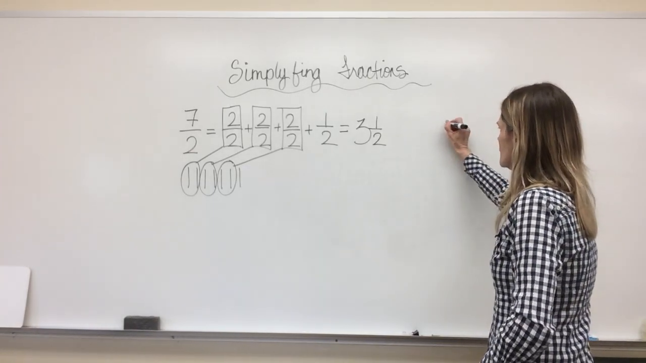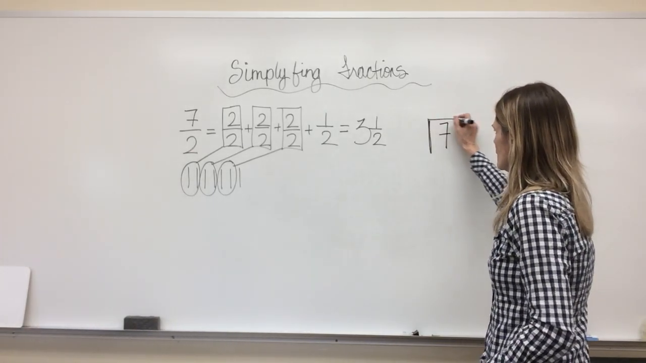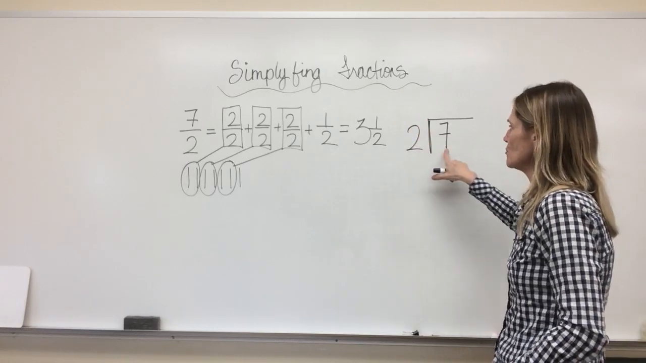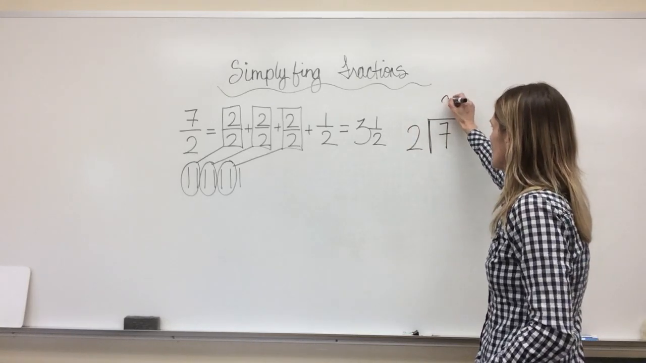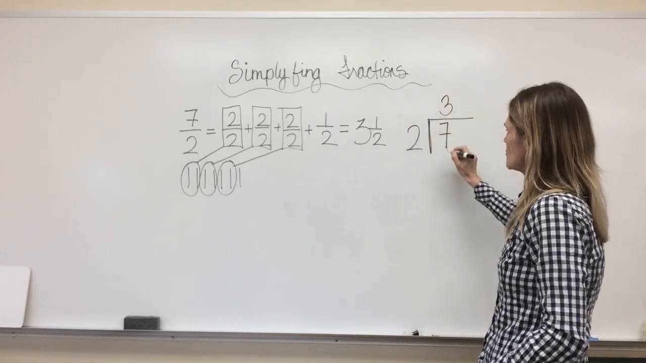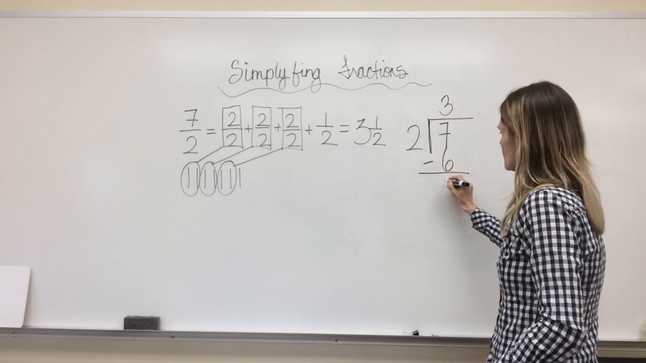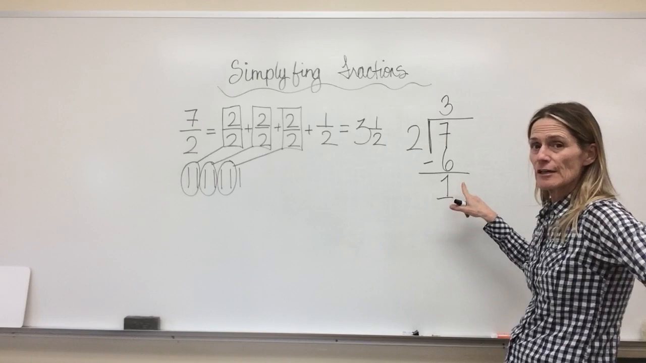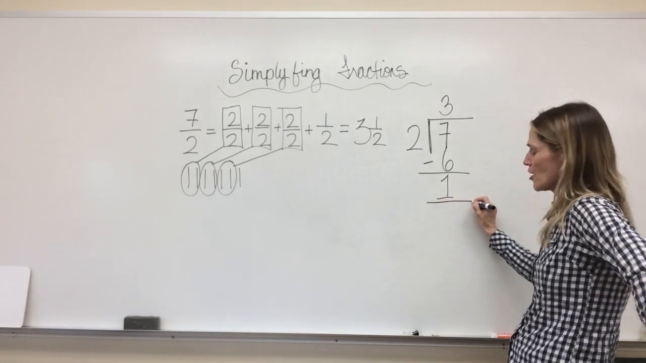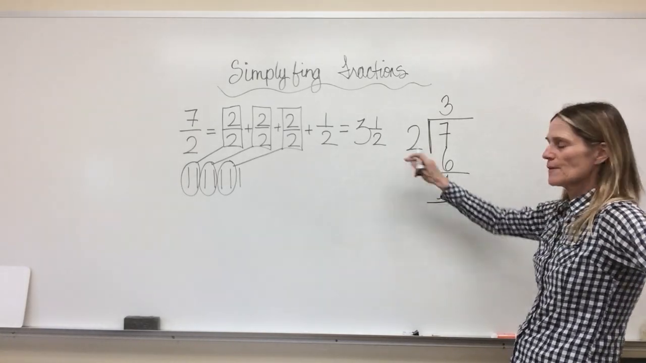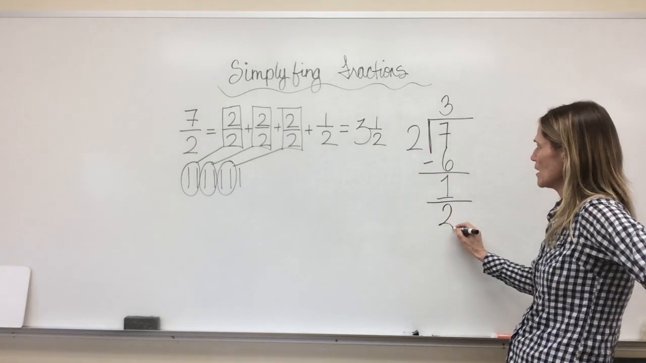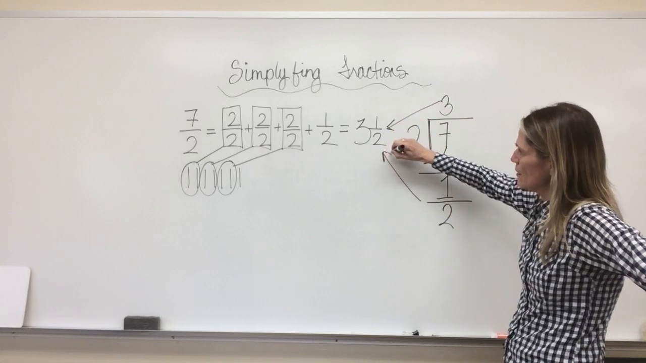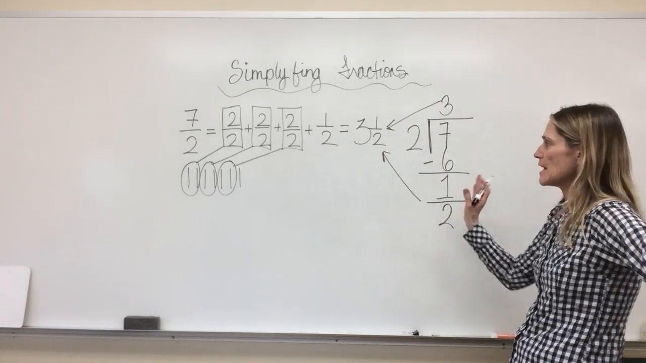You could say 7 divided by 2. How many groups of 2 are in 7? Closest I can get is 3. 2 times 3 is 6, and 7 minus 6 is 1. My remainder is my numerator. Fraction bar goes in. My divisor becomes my denominator. My answer is 3 and 1 half. Either way works.